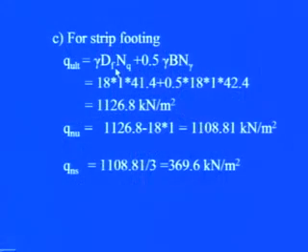For the case of strip footing, when we substitute the respective values in the Terzaghi bearing capacity equation, we get q ultimate as 1126.8 kilonewton per meter square, q net ultimate as 1108.81 kilonewton per meter square and q net safe as 369.6 kilonewton per meter square.